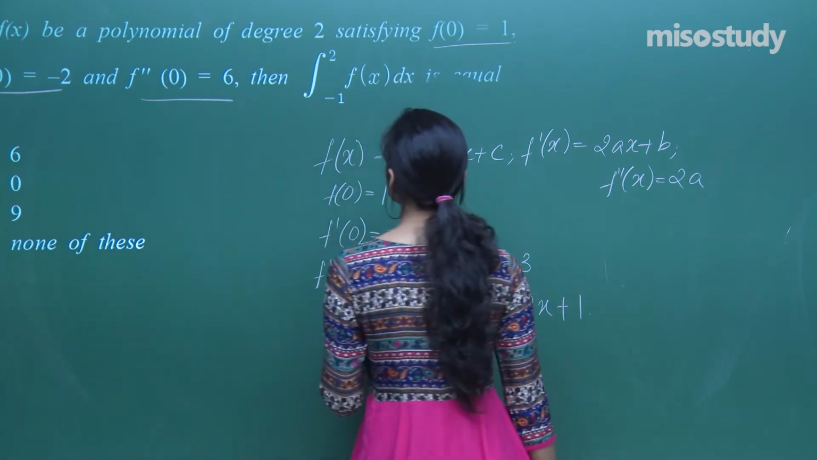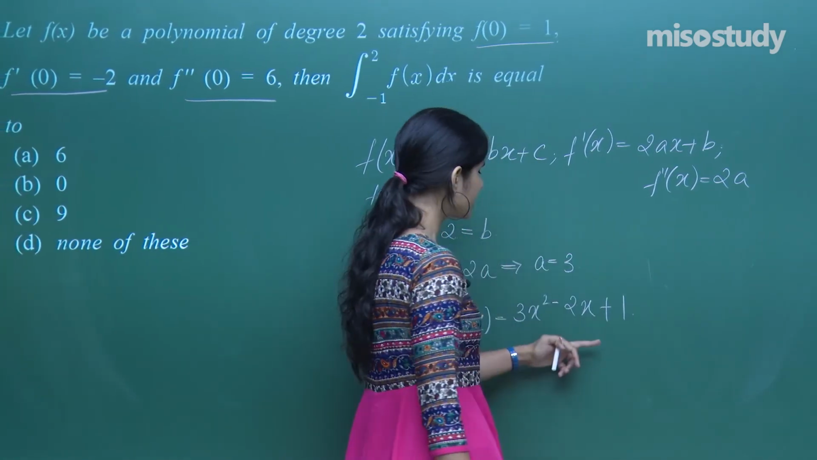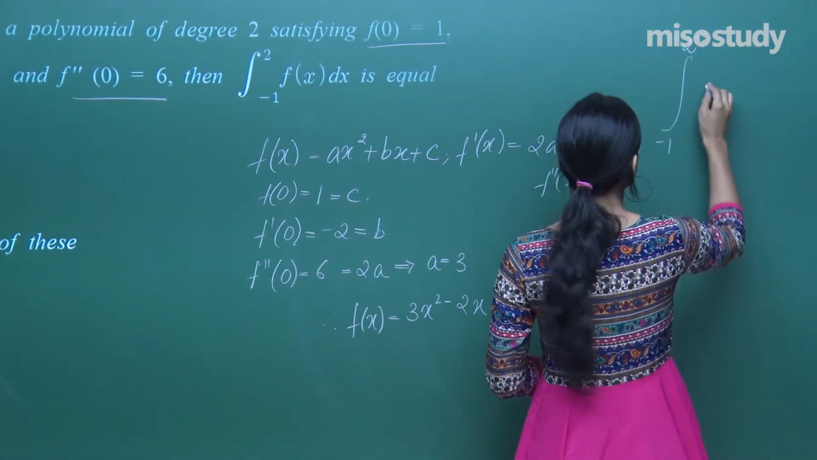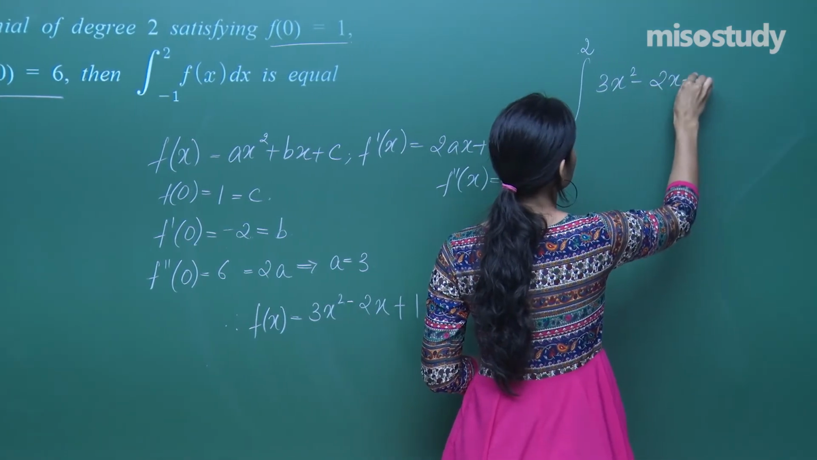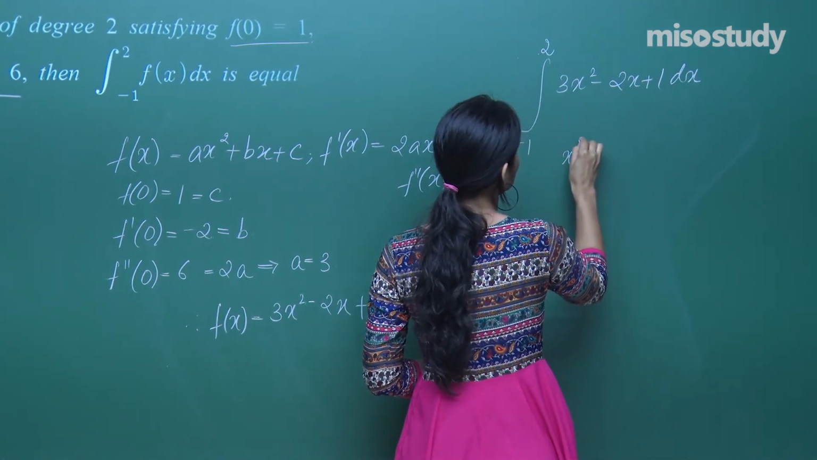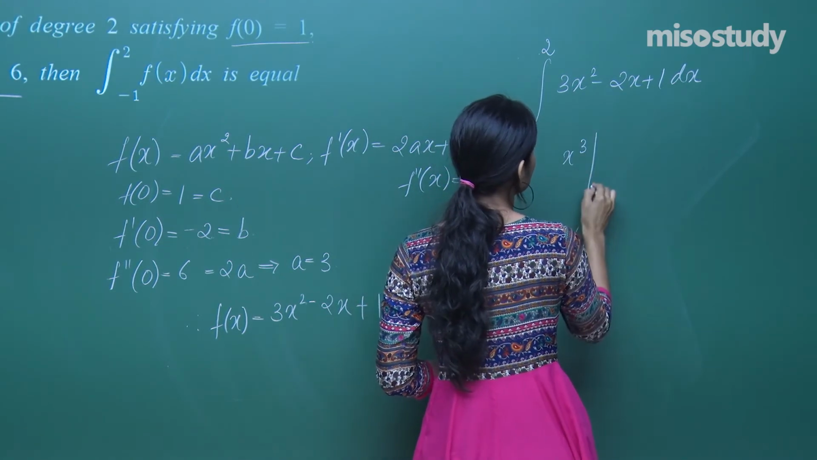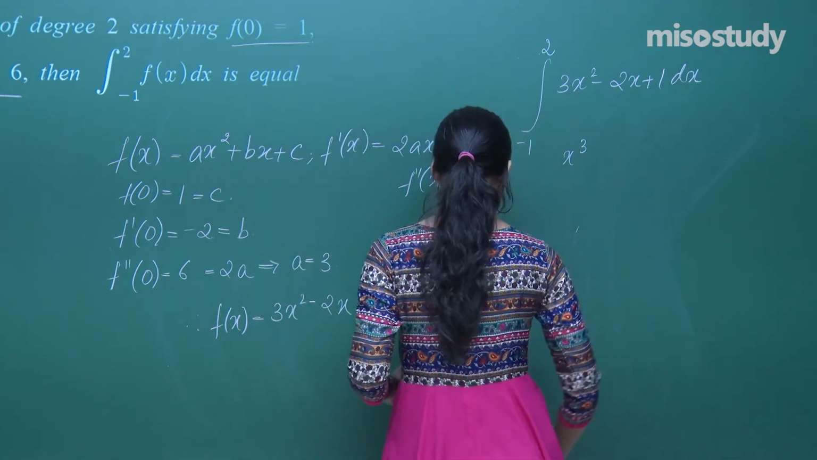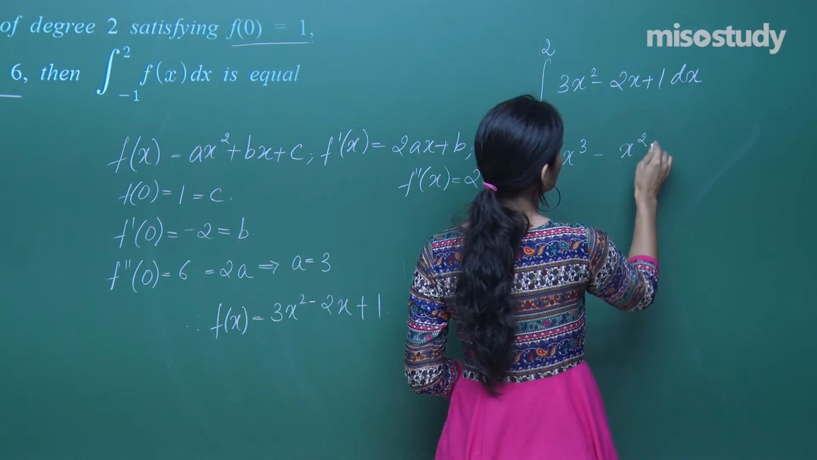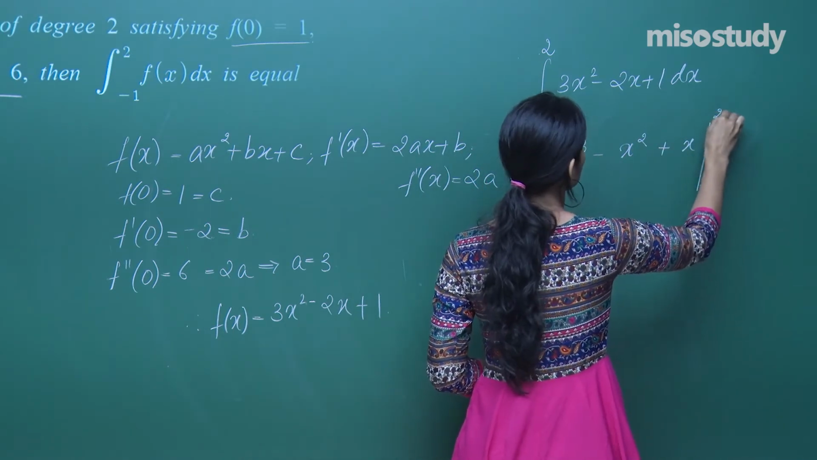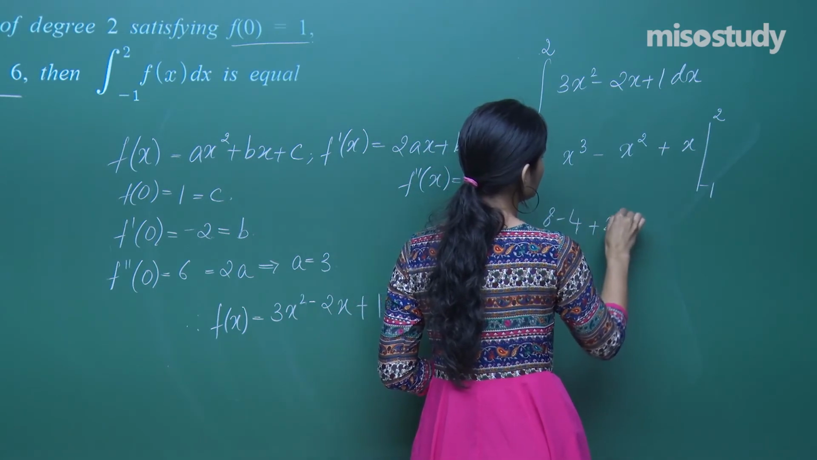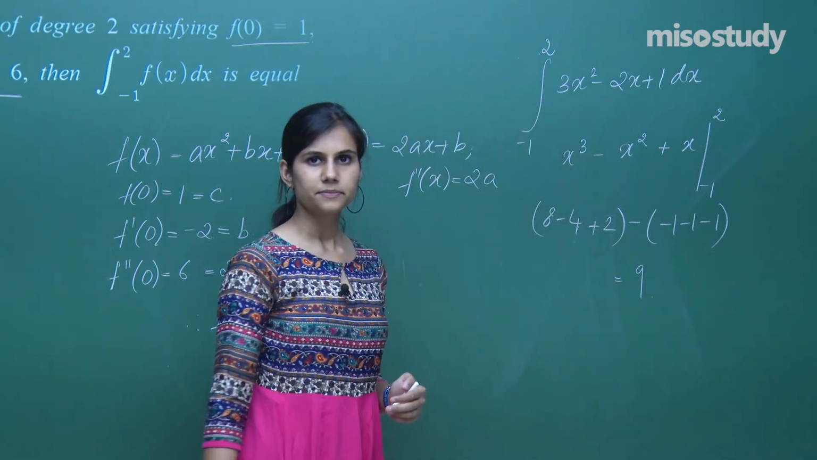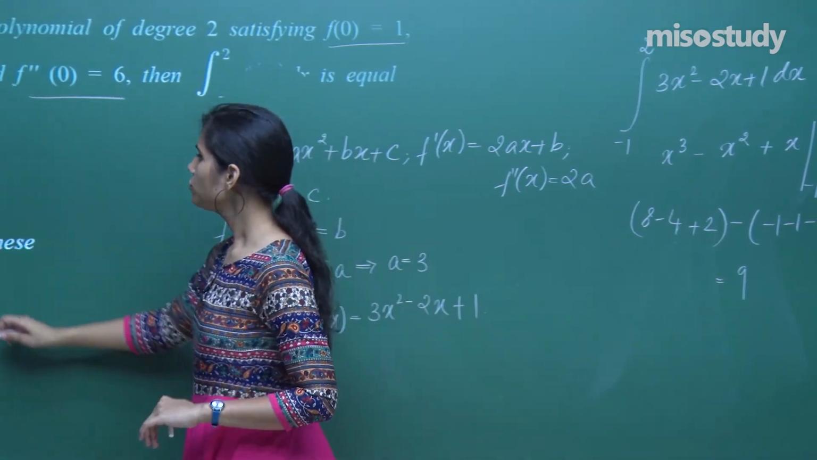Now the question is to integrate f(x) from minus 1 to 2. The moment you have f(x), it is a simple polynomial. You can very easily integrate it. Integration from minus 1 to 2, 3x square minus 2x plus 1 dx. This will be equal to x cube by 3, 3 cancels, from minus 1 to 2, or let me just evaluate it right at the end. This minus, this is x square by 2, 2 cancels, plus x from minus 1 to 2. This gives you 8 minus 4 plus 2 minus minus 1 minus 1 minus 1, which gives you 9 as the answer. So your integral is coming out to be equal to 9.